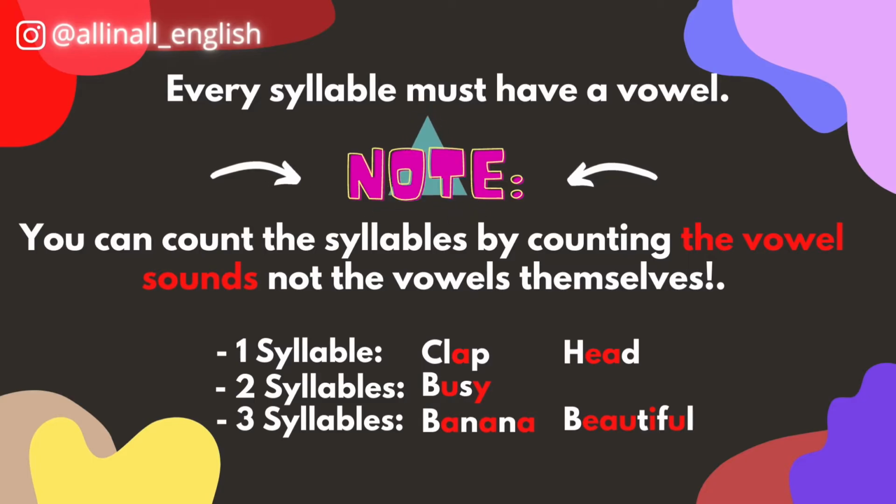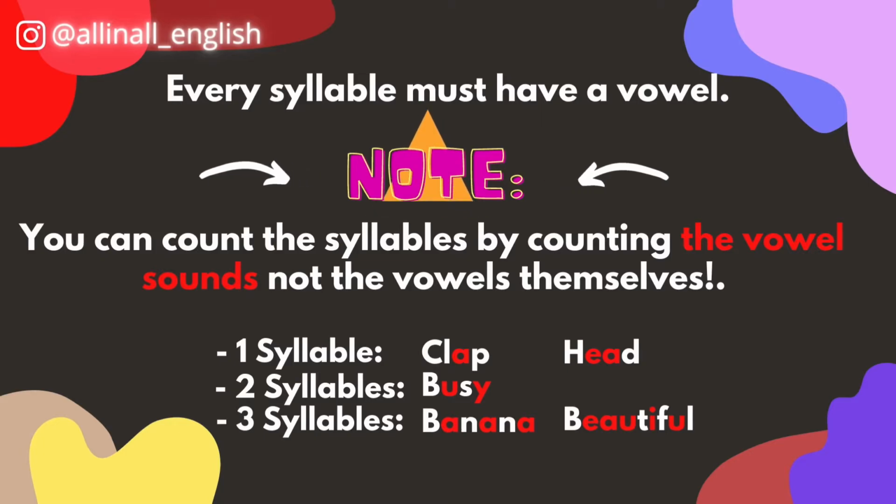We have another example of two syllables, the word busy. You can notice that we pronounce two vowel sounds, which is the U and the Y. Remember the Y? When it comes at the end of the word, we consider it as a vowel. That's why we have two syllables in this word.